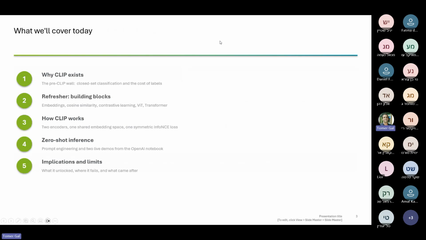Okay, so the first three sections are the lecture part. You will know here what CLIP is and why it works. The last two are about what doors it opened, and what you should remember when you read modern multimodal papers.